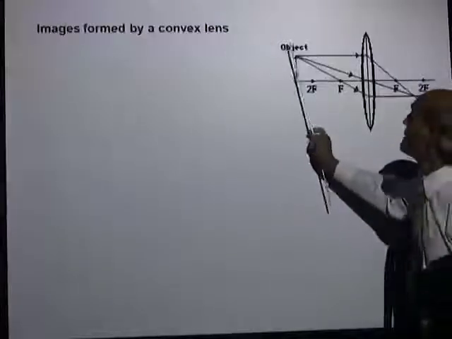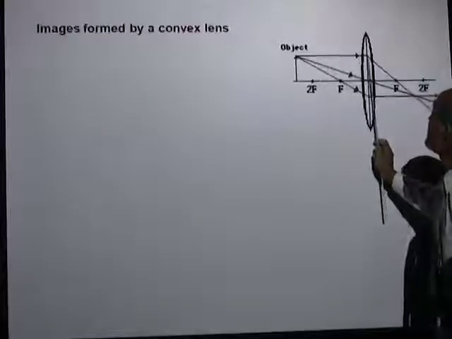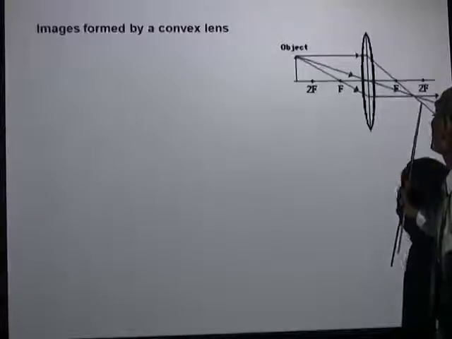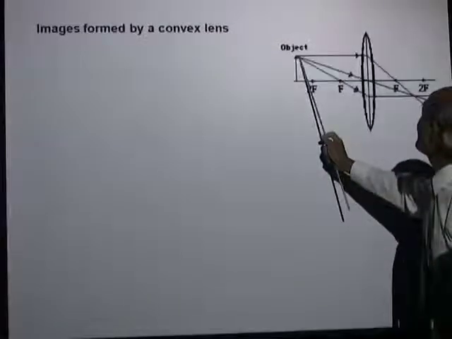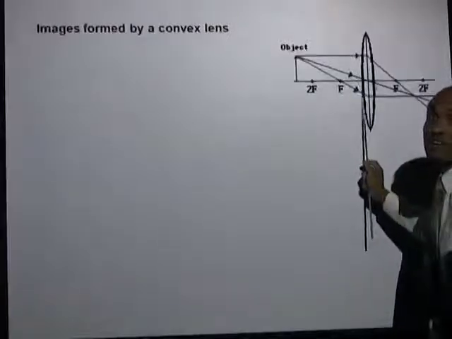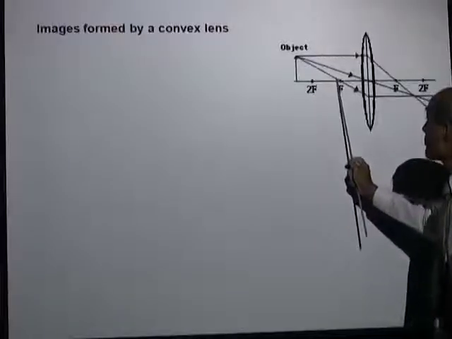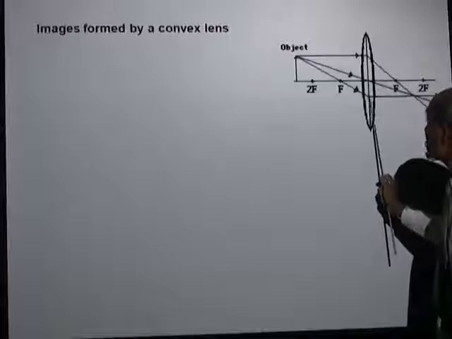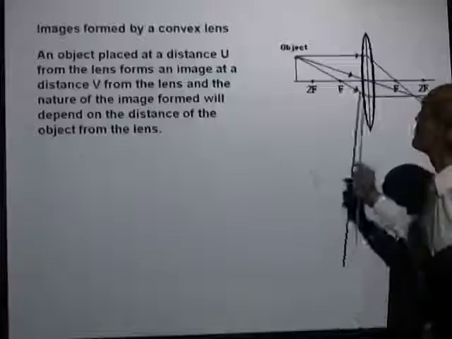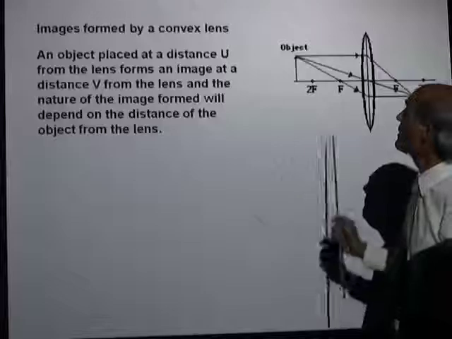Again, in order to locate images, we can take a ray that is parallel to the principal axis. After refraction, it will go through the principal focus. A ray that passes through the optic center will not deviate. It will go straight on. A ray that passes through the principal focus after refraction will go parallel to the principal axis. Any two of these three rays will be enough to construct the image.